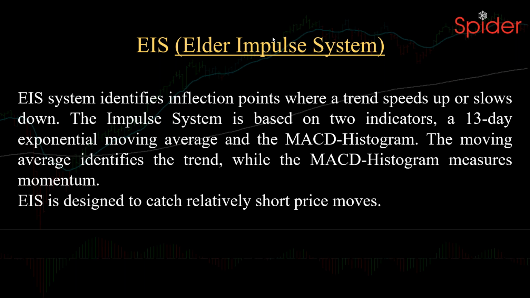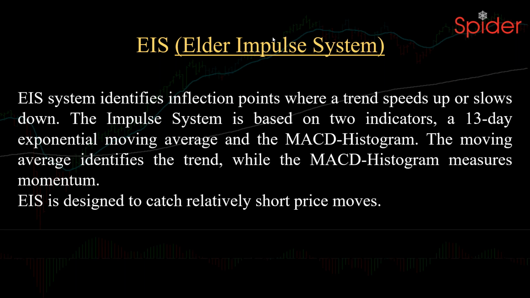The Elder Impulse System uses two different studies, that is the 13-day exponential moving average and the MACD histogram. With the help of these two, the moving average identifies the trend for you, while the MACD histogram measures the momentum. We'll discuss everything in detail, how we will use the study in our day-to-day trading. I have also made one query for you all, which will be very beneficial to find the particular stocks. Basically, EIS was developed to capture relatively short price moves.